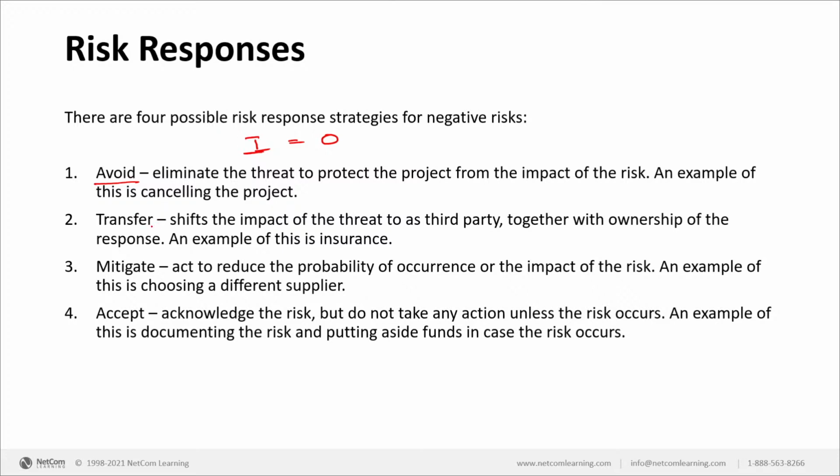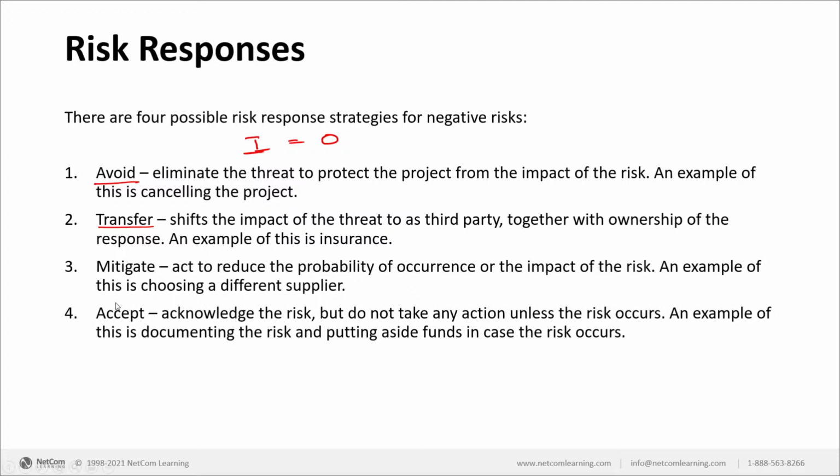Next possible option, transfer. This is the most commonly used option. Shift the impact of a threat to a third party. Are you changing the probability or the possibility of the risk happening? No. What you're doing is simply shifting the impact, like insurance. Simple example, car insurance. Does that reduce the possibilities of an accident? No. Possibility is still there. What's going to happen is, in case of damages, the damages will be taken care of by the insurance company. But the possibility of an accident is still going to be there.